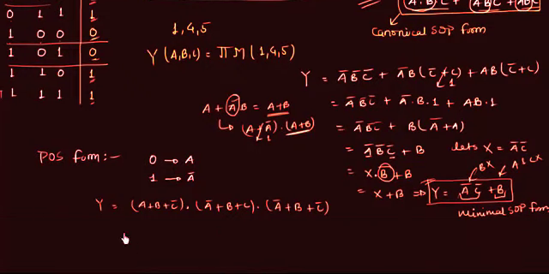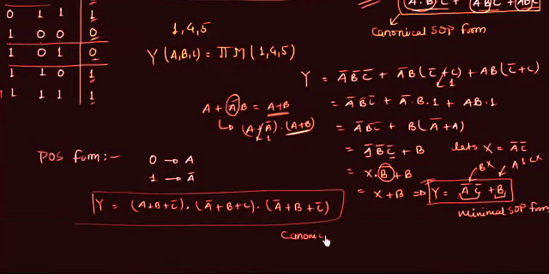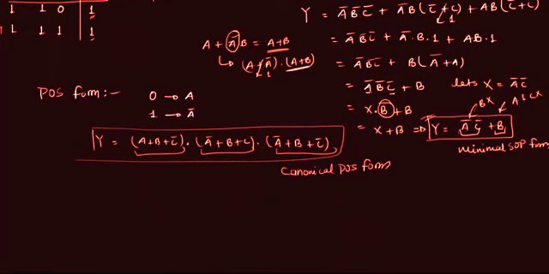So this representation is the canonical POS form. It is directly written from the truth table and we have all the variables involved in the max term. These are the max terms and you can see A, B, C whether in normal or complemented form is present. Now we will again use the Boolean algebra to minimize it. I will do it quickly. You know the Boolean algebra better than me. So let's use Boolean algebra.